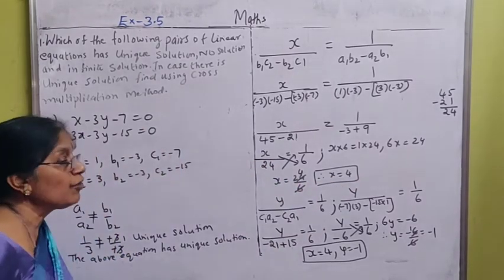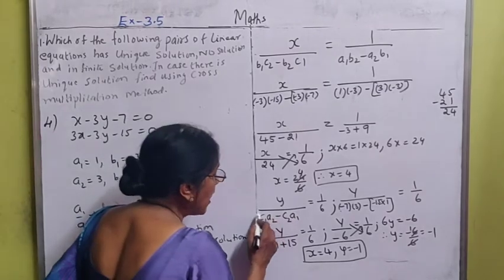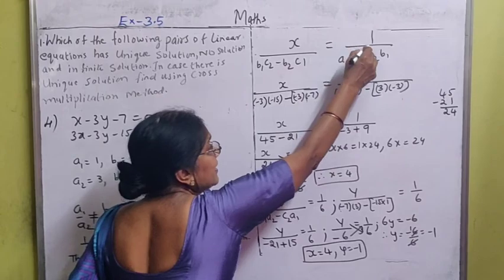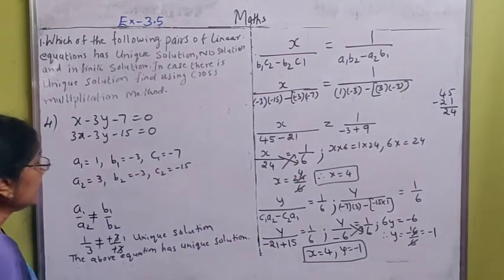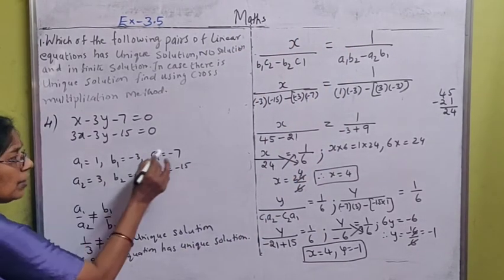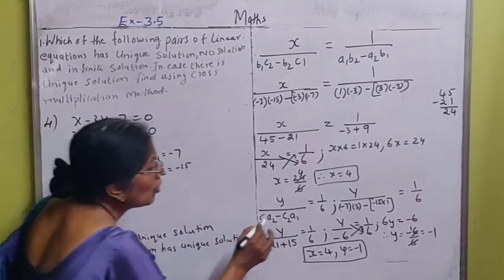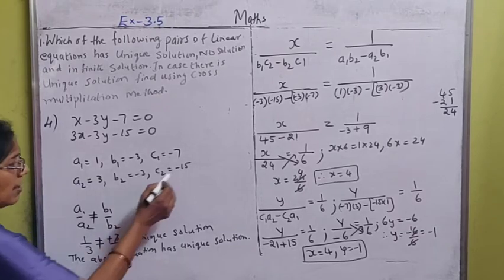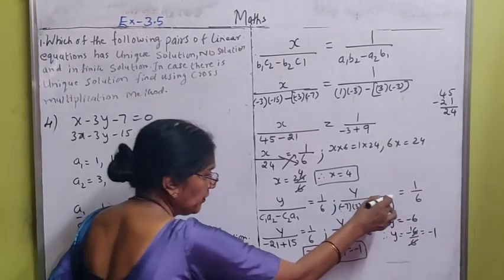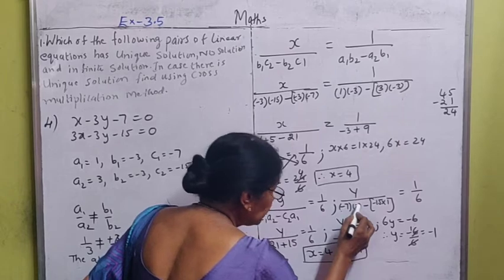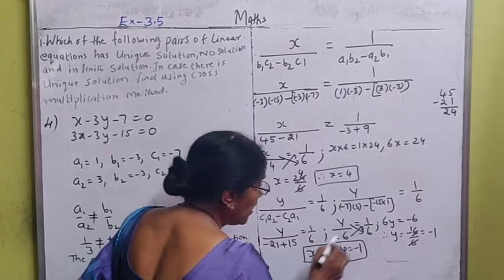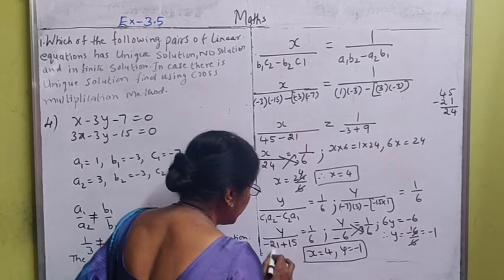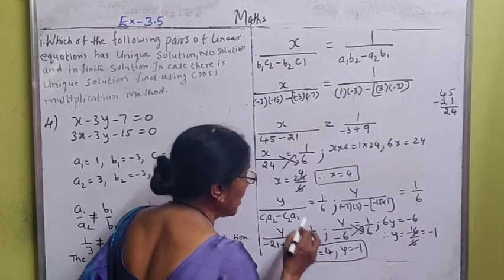Now we have to find out the value of y. Y by c1 a2 minus c2 a1 is equal to 1 by 6, because this is going to remain the same. So c1 a2: minus 7 3. Then c2 a1: minus 15 1. Minus 7 into 3 is minus 21. Minus into minus is plus. 15 into 1 is 15. So y by minus 21 plus 15 is equal to 1 by 6.